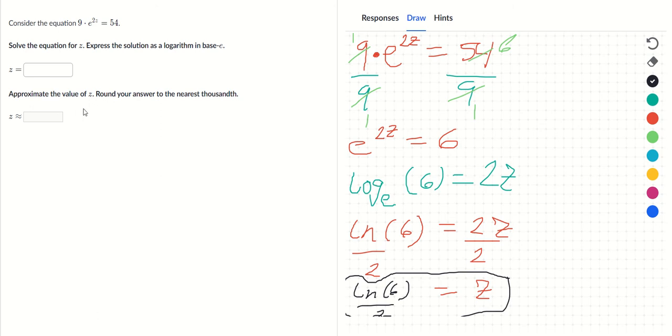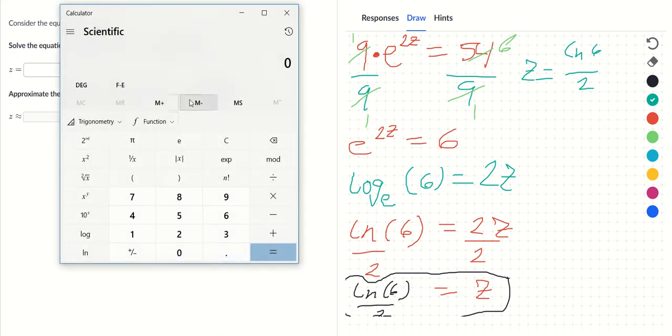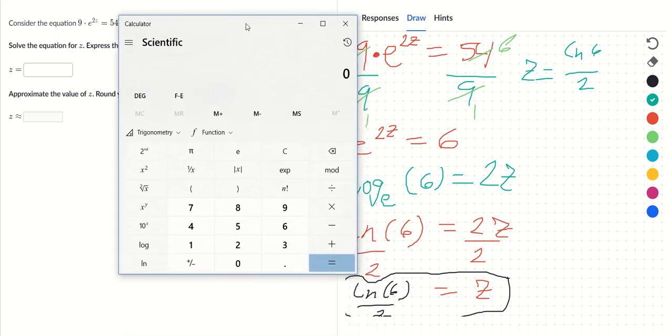Now, in the second part, it tells you approximate the value of z, round your answer to the nearest thousandth. So once you have this, let me write it here again. The natural logarithm of 6 divided by 2. You just grab a calculator. You should have a scientific calculator for this problem. But if you don't, you can just use your computer's calculator or phone calculator.